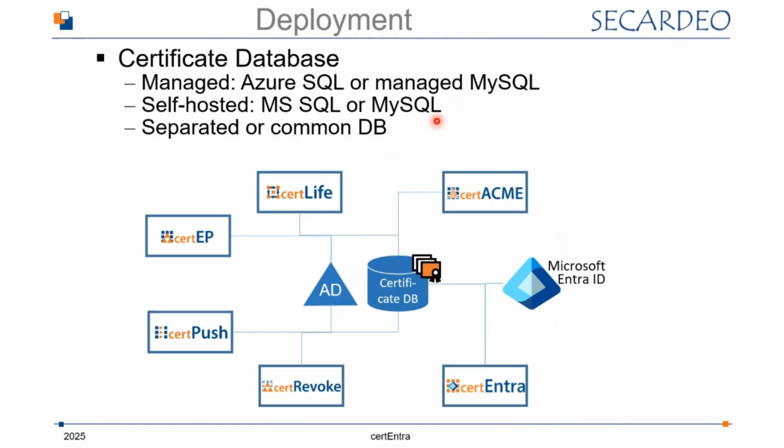If you are an existing customer and already have products from us with an existing database, you can use that existing database and just connect certEntra with that database. So it is possible to use a common database, but it is also possible to set up a new separate database with these different models that I explained before. All the certificates and all the private keys are stored in the certificate database, and private keys are encrypted with the KRA certificates.